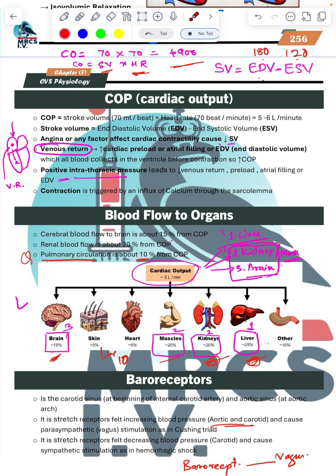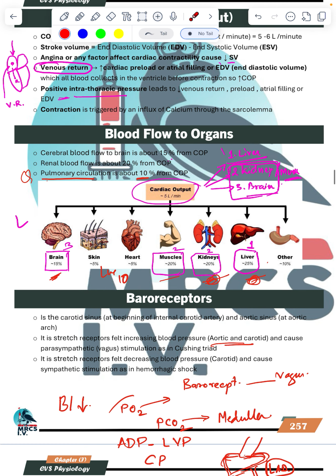Regarding blood flow to the organs, cerebral blood flow to the brain is about 15% of cardiac output. Renal blood flow is 20% of the cardiac output. Pulmonary is about 10%. This is a question asked: pulmonary, renal, and the rest, brain, skin, you can see here.